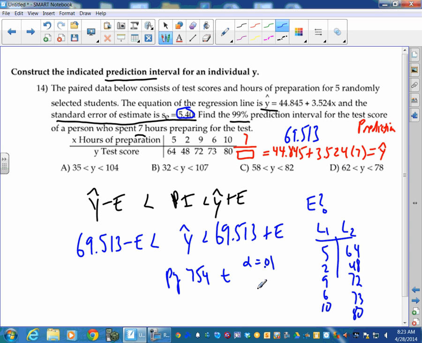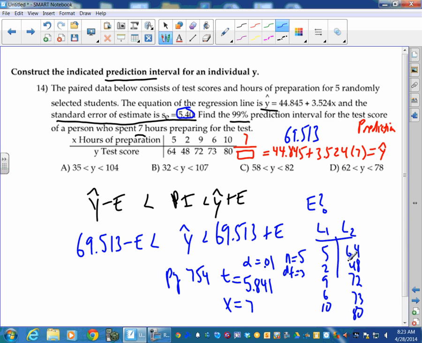Is it page 754? Okay. So we have alpha at 0.01. We have n equal to 1, 2, 3, 4, 5, so our degrees of freedom is going to be 3. So what's our t-score going to be? 5 point what? Okay. And then x is equal to 7.